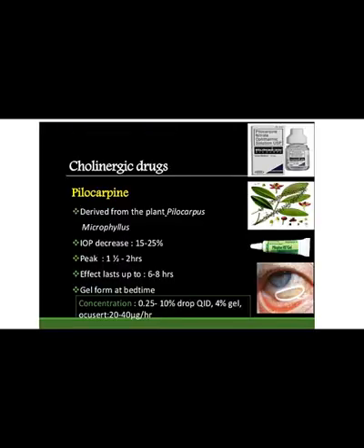The most commonly used cholinergic drug is pilocarpine. It decreases intraocular pressure by 15 to 25%. Peak occurs after 1.5 to 2 hours. Effect lasts up to 6 to 8 hours. Gel form can also be used.